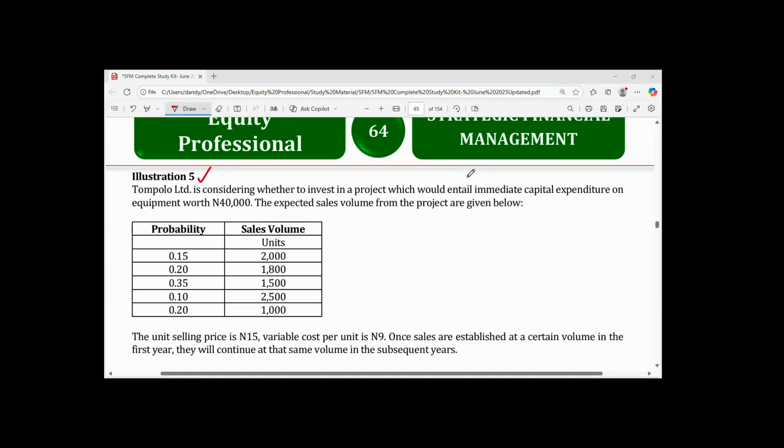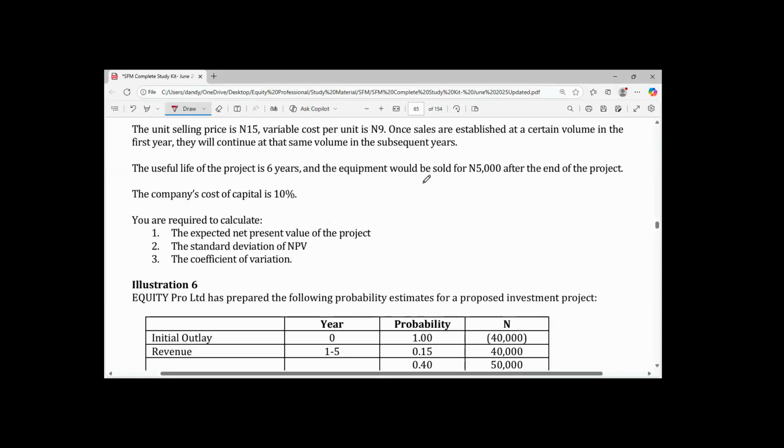Lesson 5. Tompolo Limited is considering whether to invest in a project which will entail immediate capital expenditure on equipment worth 40,000 naira. The expected sales volume from the project are given below. The unit selling price is 15 naira. Variable cost per unit is 9 naira. Once sales are established at a certain volume in the first year, they will continue at that same volume in the subsequent years. The useful life of the project is 6 years, and the equipment would be sold for 5,000 naira after the end of the project.